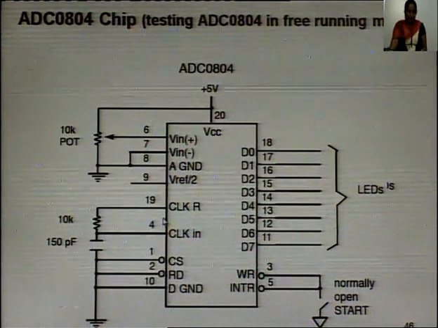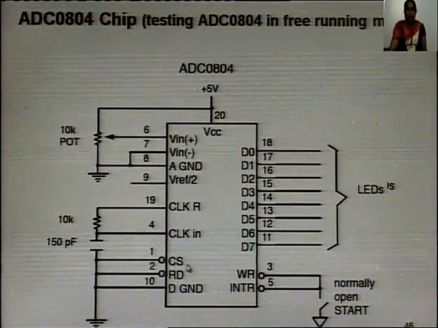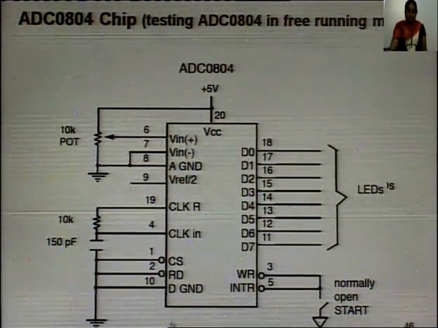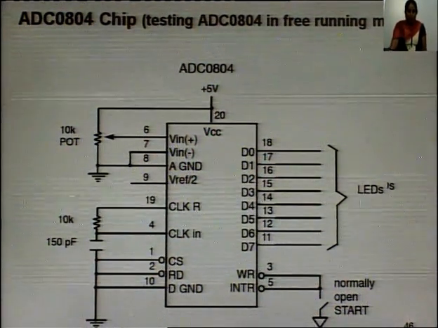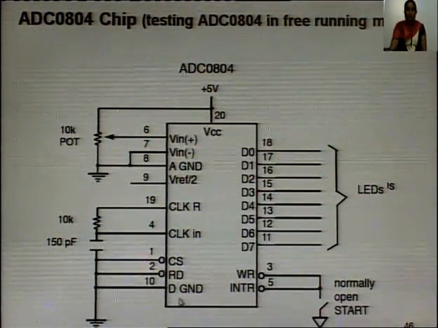After that, we have chip select. Chip select is active low and read is also active low. Read is an active low input signal. Read is used to get the converted data out of the ADC0804 chip.